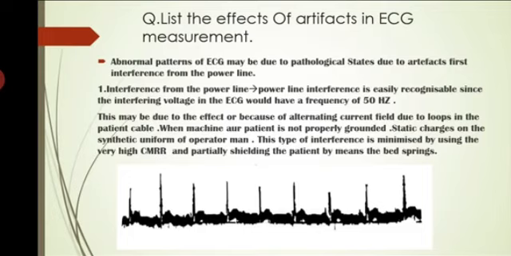Power line interference is easily recognizable, since the interfering voltage in the ECG would have a frequency of 50 Hz. This may be because of an alternating current field due to loops in the patient cable. When the patient is not properly grounded, then also we get interference from the power line.